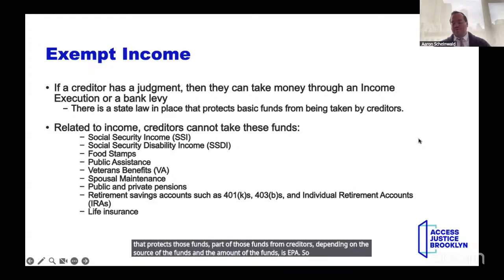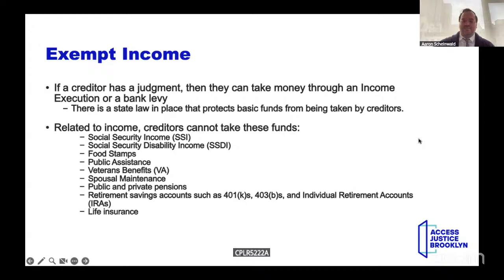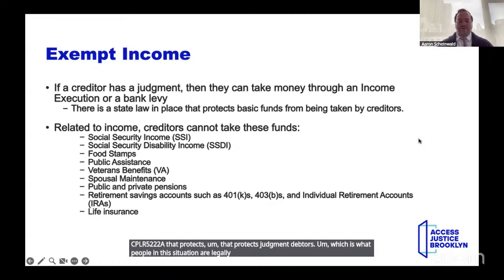So when we say EIPA, we're talking about state law, state procedural law, CPLR 5222-a, that protects judgment debtors, which is what people in this situation are legally, from certain kinds of collection action. So creditors cannot take specific types of income. Those people are what we would refer to as collection proof. They are not judgment proof.